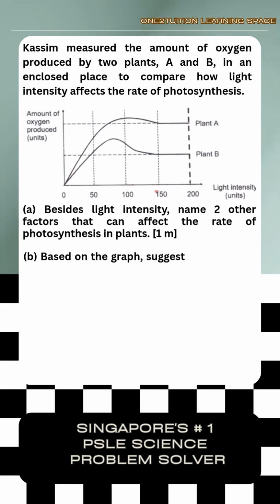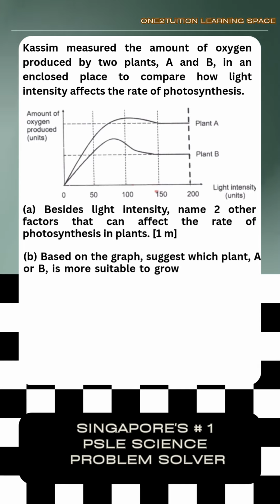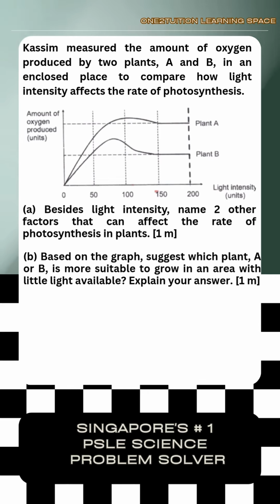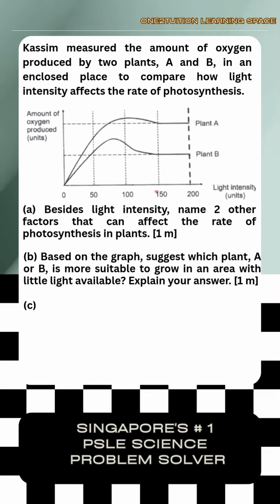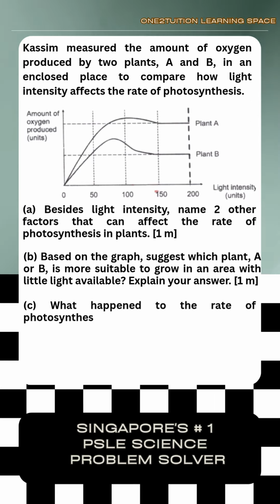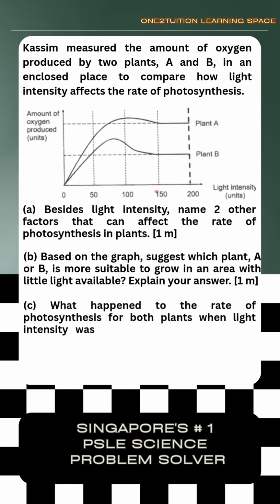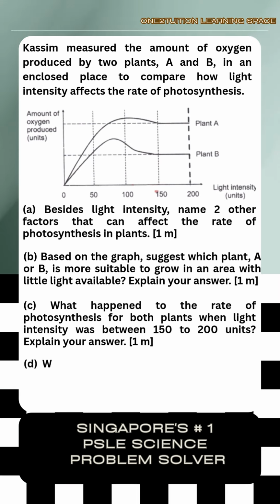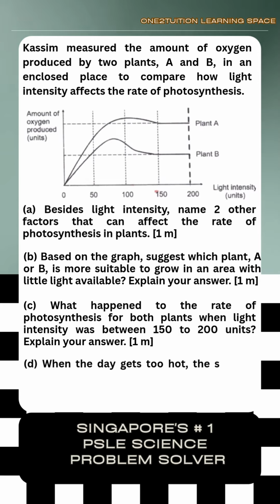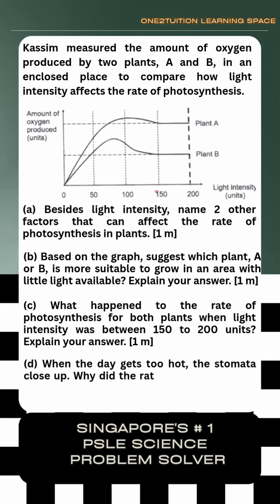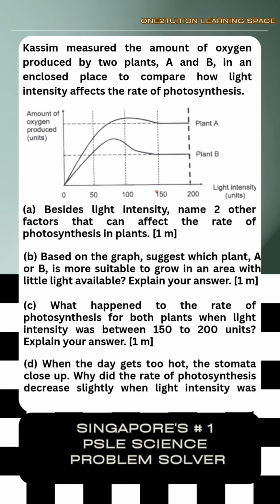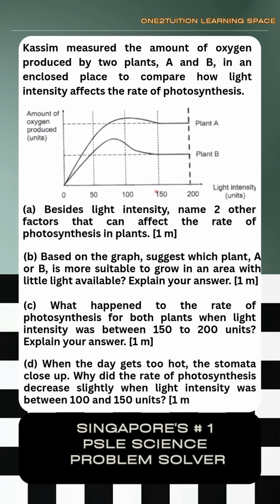B. Based on the graph, suggest which plant, A or B, is more suitable to grow in an area with little light available. Explain your answer. C. What happened to the rate of photosynthesis for both plants when light intensity was between 150 to 200 units? Explain your answer. D. When the day gets too hot, the stomata close up. Why did the rate of photosynthesis decrease slightly when light intensity was between 100 and 150 units?